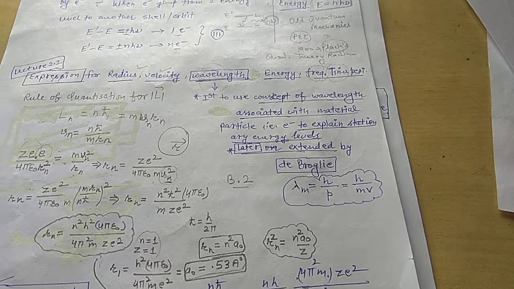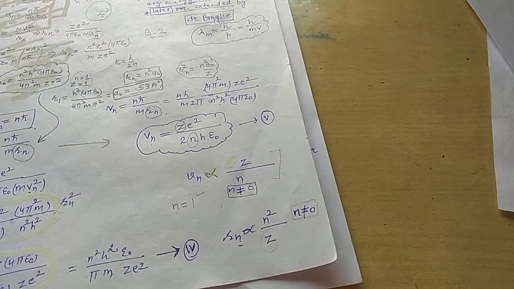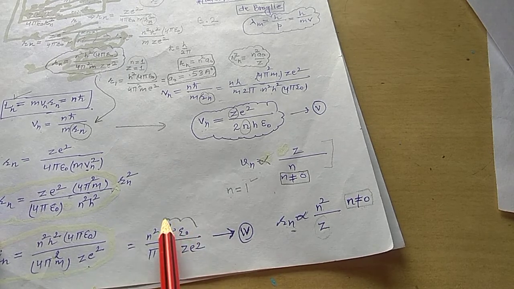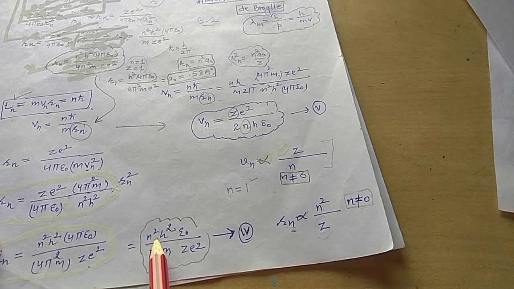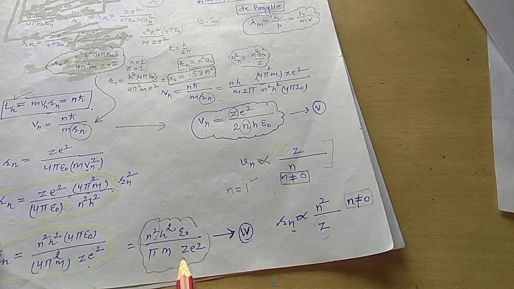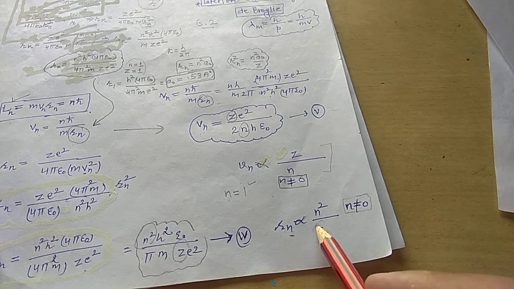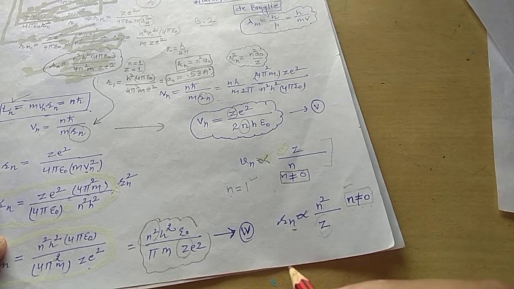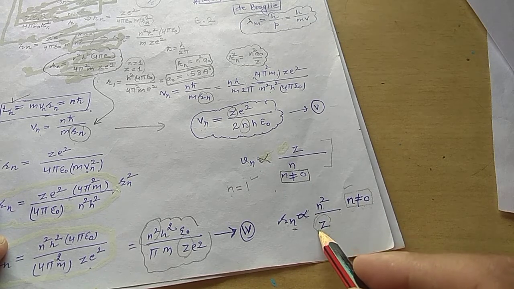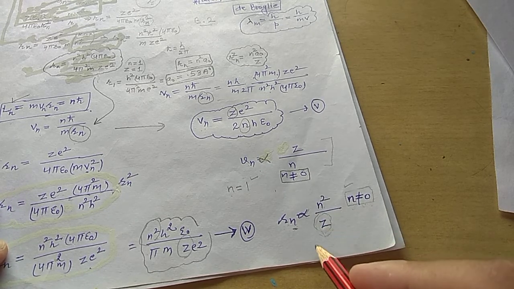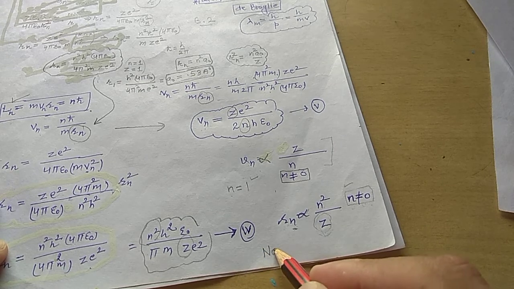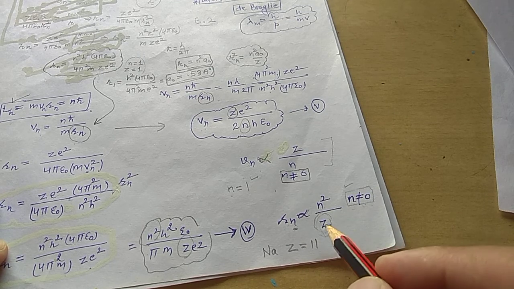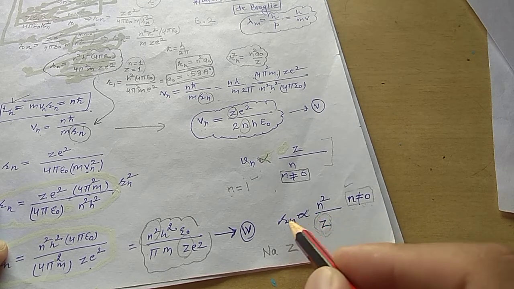Okay, class. So we have discussed here that this is the radius, and the radius is directly proportional to n square and inversely proportional to z. So it means that one thing is clear: n cannot be equal to 0. But if we have large z, suppose we take the example of sodium where atomic number is equal to 11, then this radius will decrease.